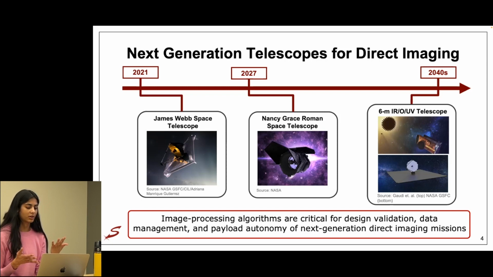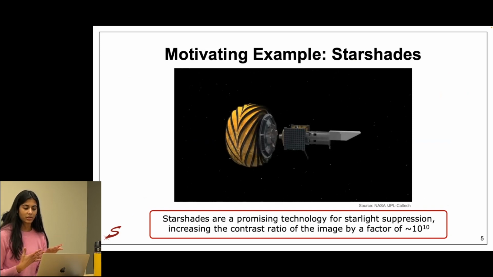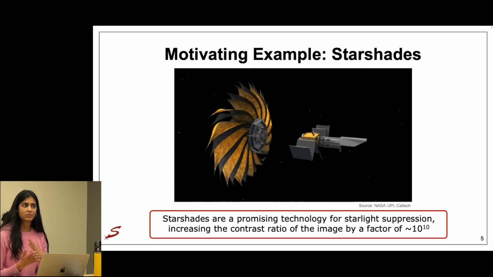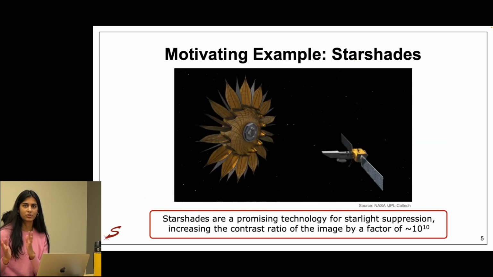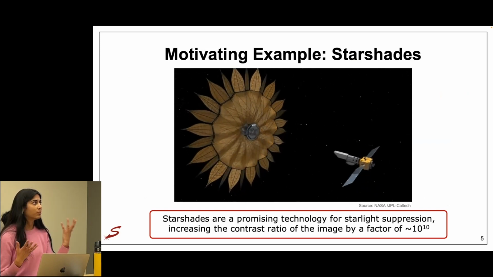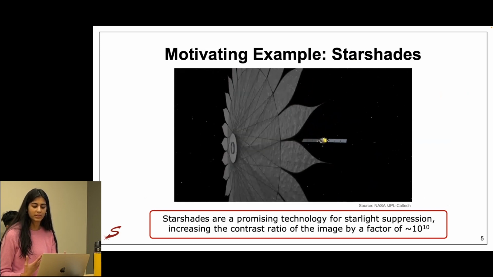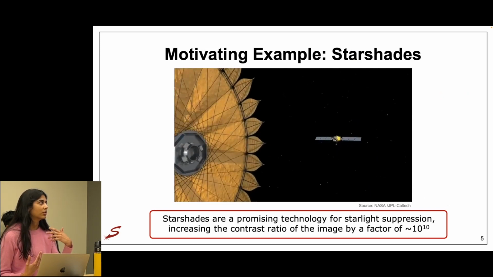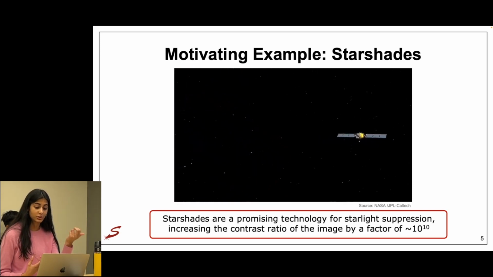But before we go into the state of the art, we want to narrow the scope of what types of technologies we're talking about for direct imaging. So the motivating example for this work is going to be starshades. Starshades are a starlight suppression technology that can be used in conjunction with a space or ground-based telescope, and they're used to increase the contrast ratio between the star and the planet, which is very important for direct images because the star is orders of magnitude brighter than the planets themselves. So starshades are an alternative to coronagraphs, which have been used more commonly because they're easier to implement.